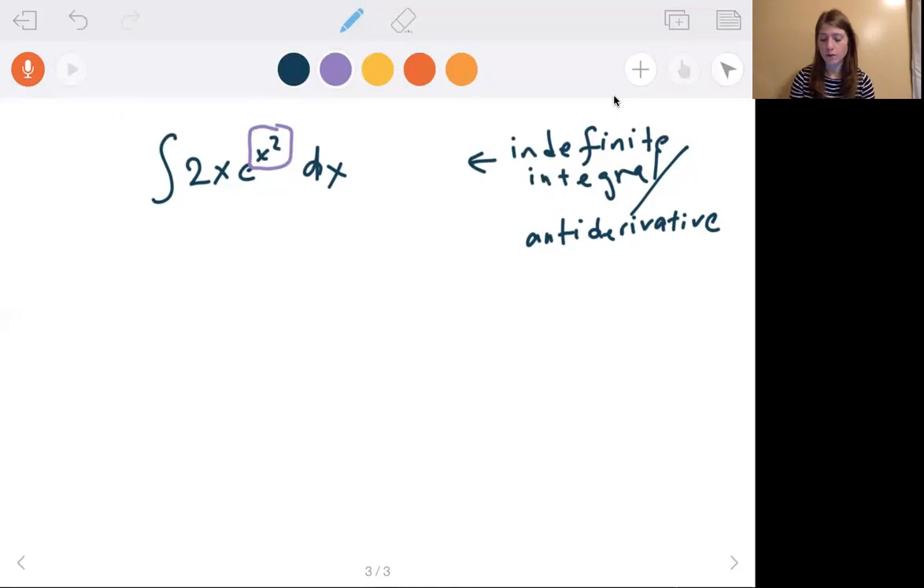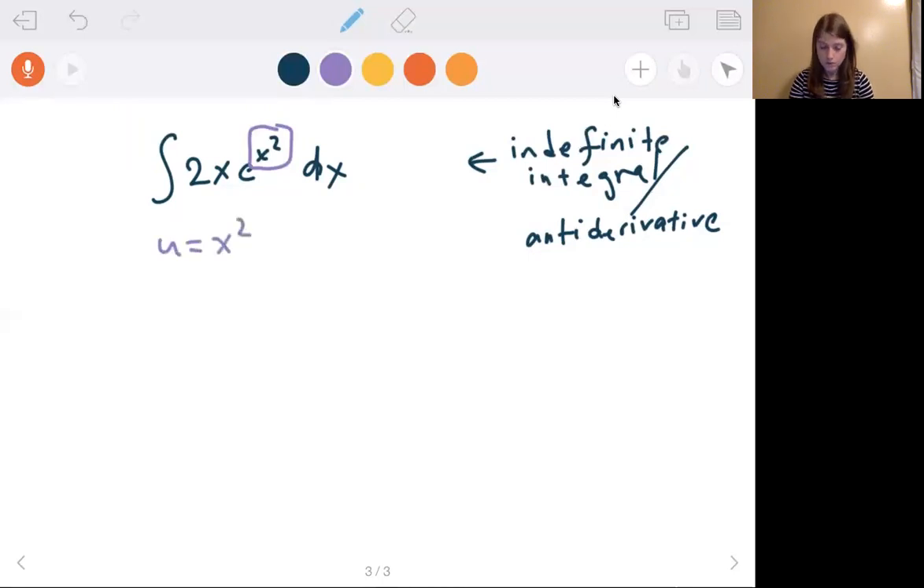So if you can look at this problem and realize, hey, if I think about my x squared as an inner function, the derivative of that inner function almost matches up with what I see, then you're going to be set up to do a u sub. So let's go down the details of that.